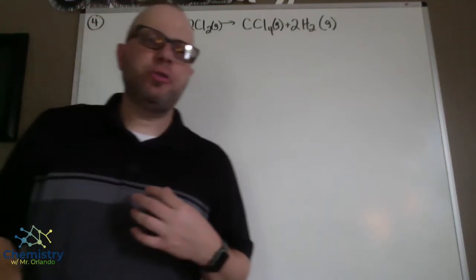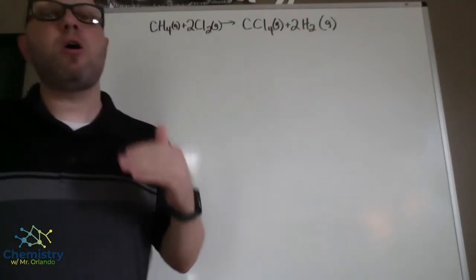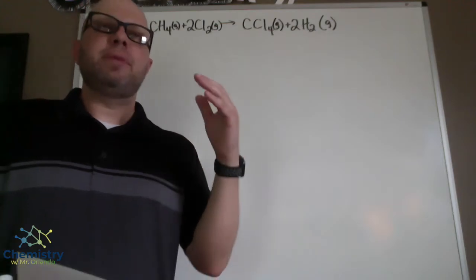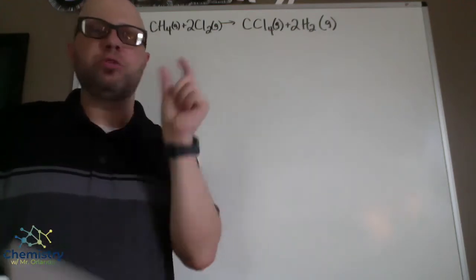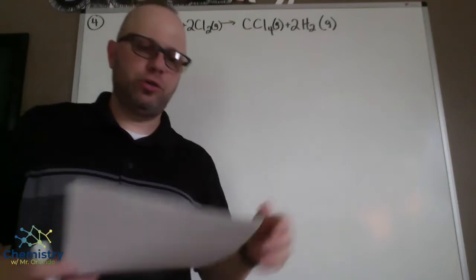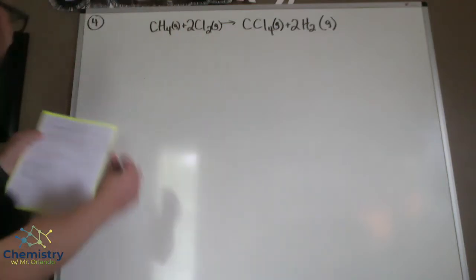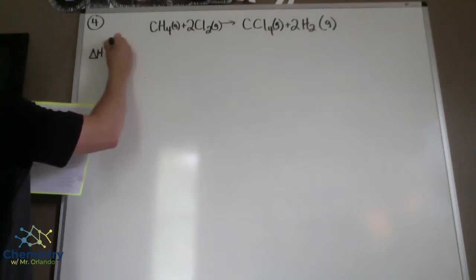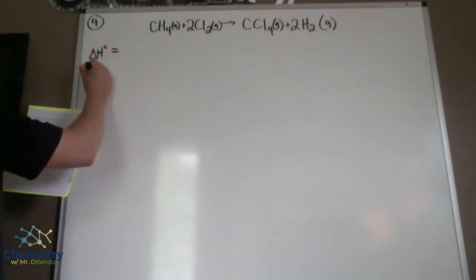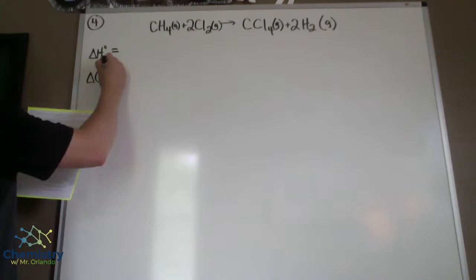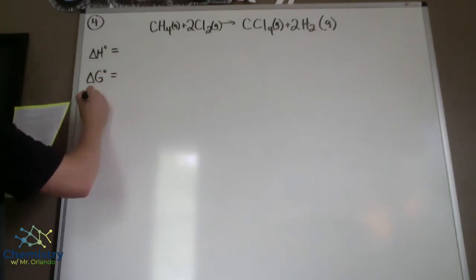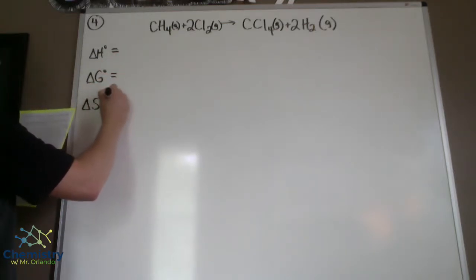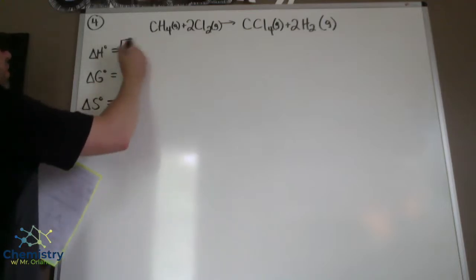When I go through and do these problems, I kind of set them all up simultaneously because I'm flipping through this packet. I might as well just identify all 3 values just the way they are. So I'm going to start all the way on the left side here. My delta H at standard conditions, my delta G at standard conditions, and finally my delta S at standard conditions.